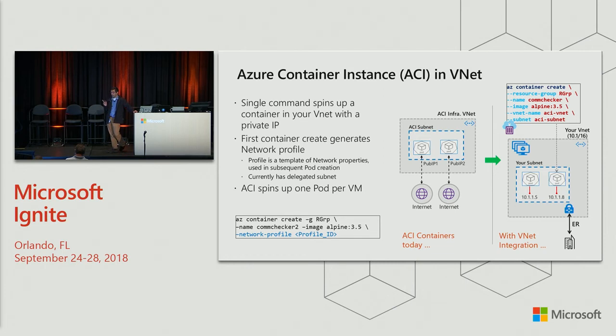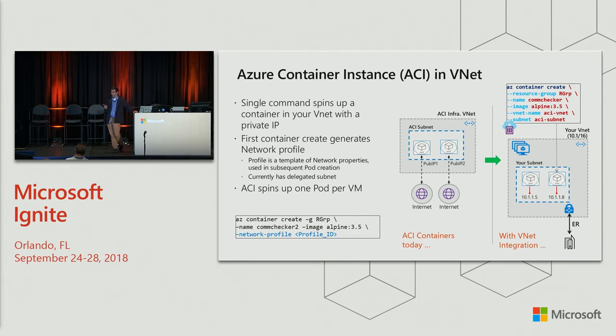So this is a diagram that depicts what we have today and what VNet integration gives you. So today, when you bring up an ACI container, it is running in the infrastructure of ACI. Every container that you bring up is very isolated. It gets a public IP. It is only accessible from the internet. Containers cannot even talk to each other unless you use the public IP route. So they are pretty isolated, and of course, they don't have any access to any of your VNet resources.